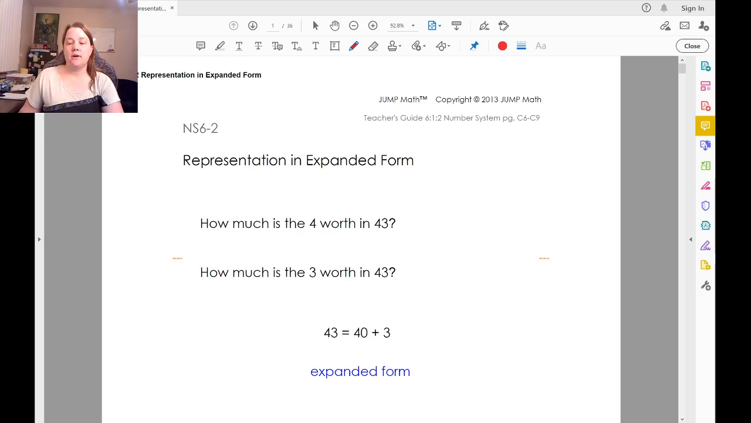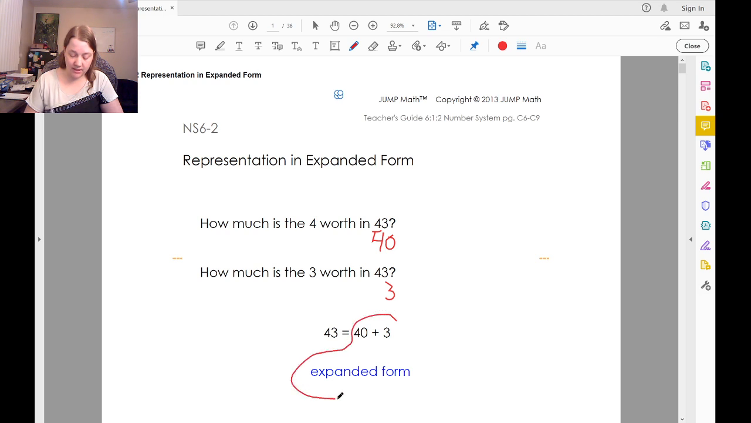This video is going to talk about how to represent things in expanded form. So, when we have the digit 4 in the number 43, that digit 4 doesn't just mean 4. It actually stands for 40. When we have the digit 3 in 43, because it's in the ones place, that just means 3. But because the 4 is in the tens place, it stands for 40, or 4 times 10. So 43 actually means 40 plus 3.